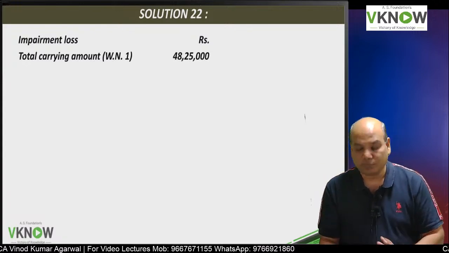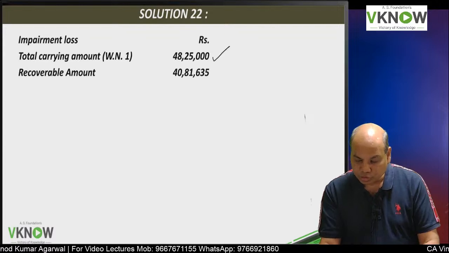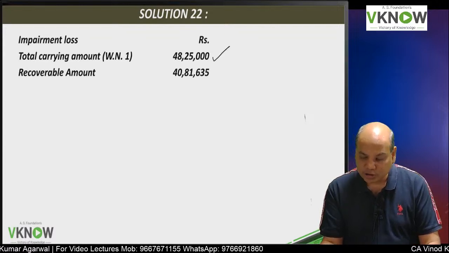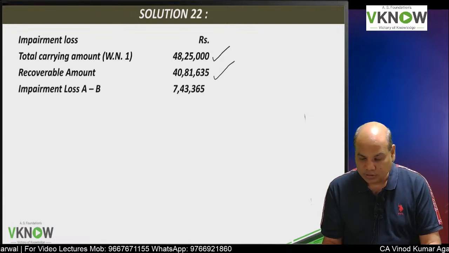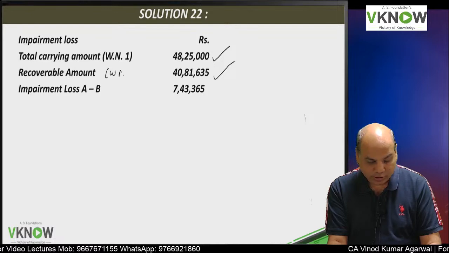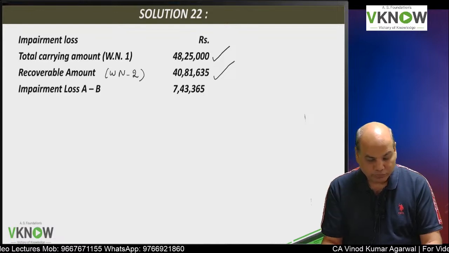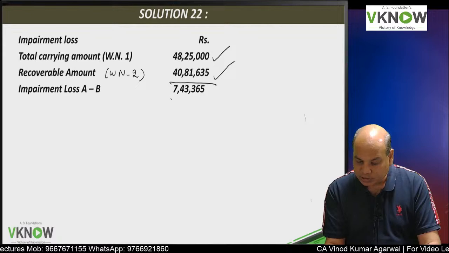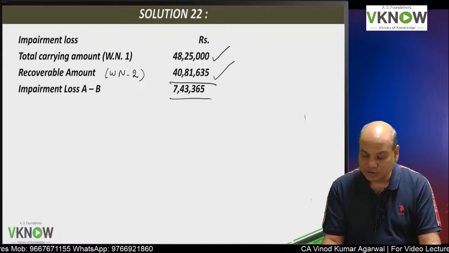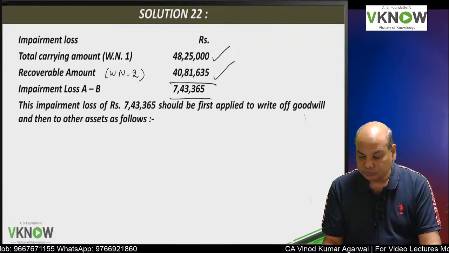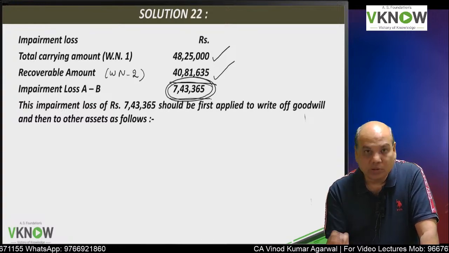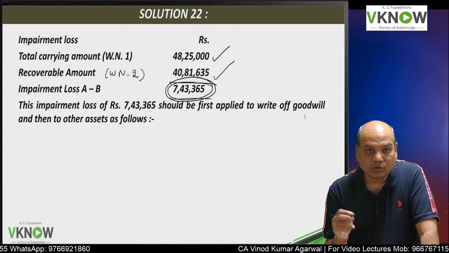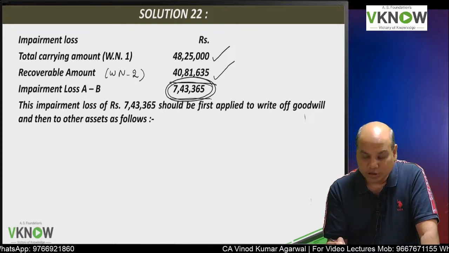So now I will compute impairment loss. Total carrying amount is given 48,25,000. Recoverable amount is computed by us in the previous step, write in bracket working note 2, and therefore impairment loss 7,43,365, the difference. The next issue is how this impairment loss will be allocated.